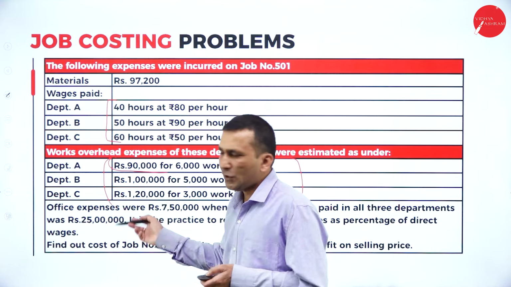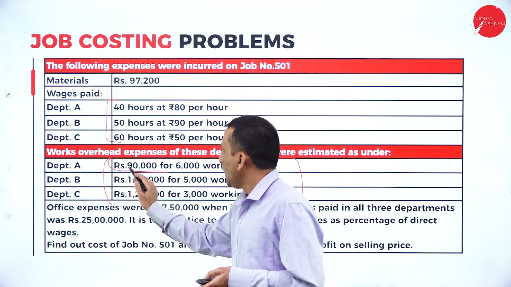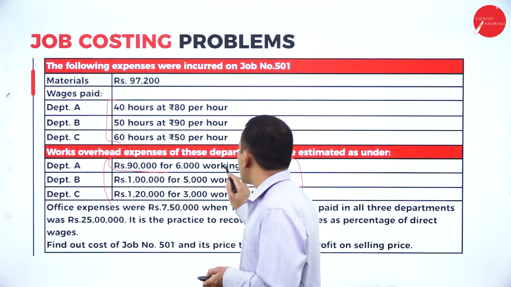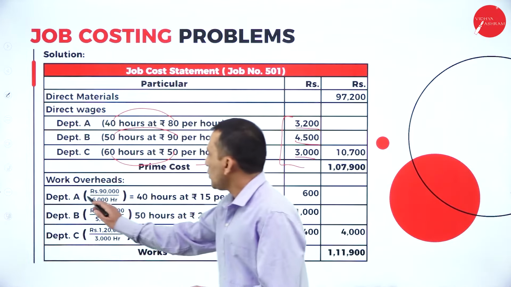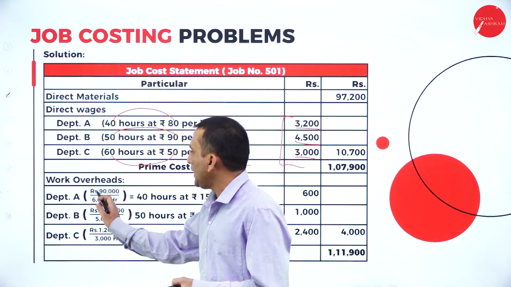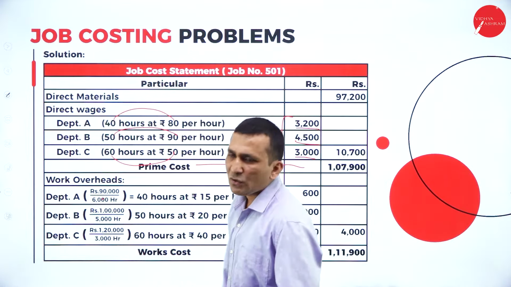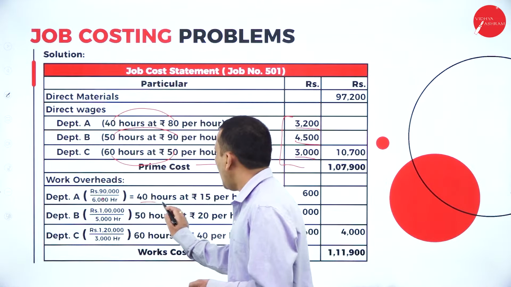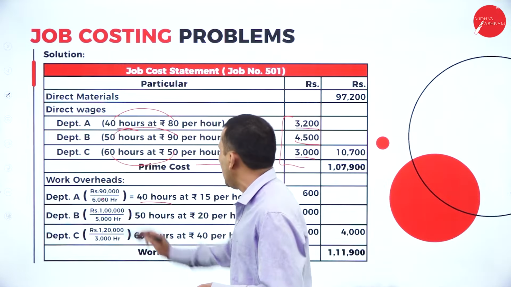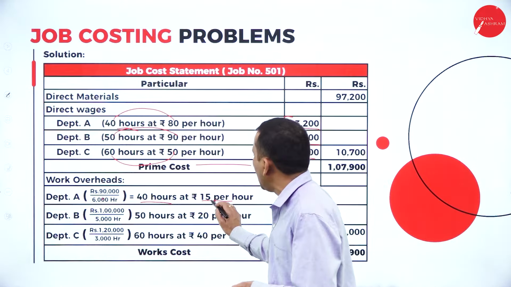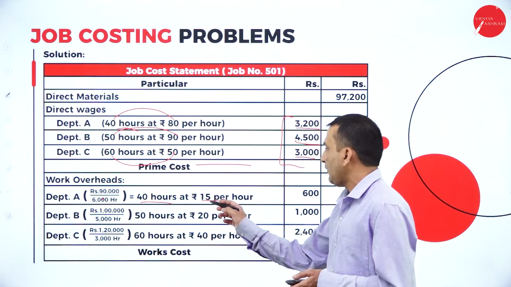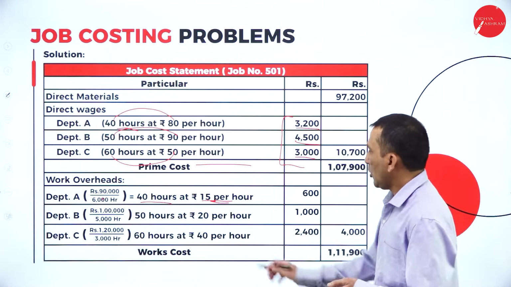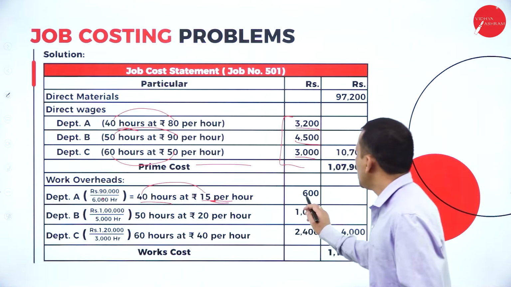Now we need to find out the rate, using the 90,000 for 6,000 working hours. So for department A, to find out the rate, 90,000 divided by 6,000. A normal working time of 40 hours is at the rate of 15. How are we getting 15? 90,000 divided by 6,000, you're getting 15 per hour. Now 15 into 40 is 600.